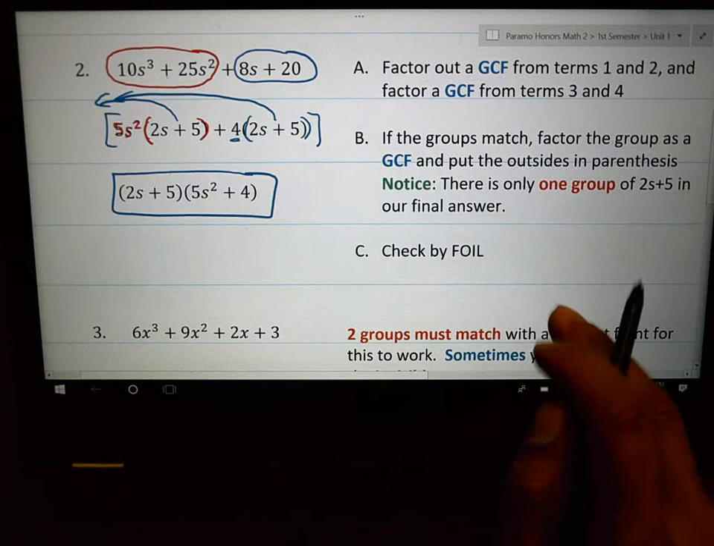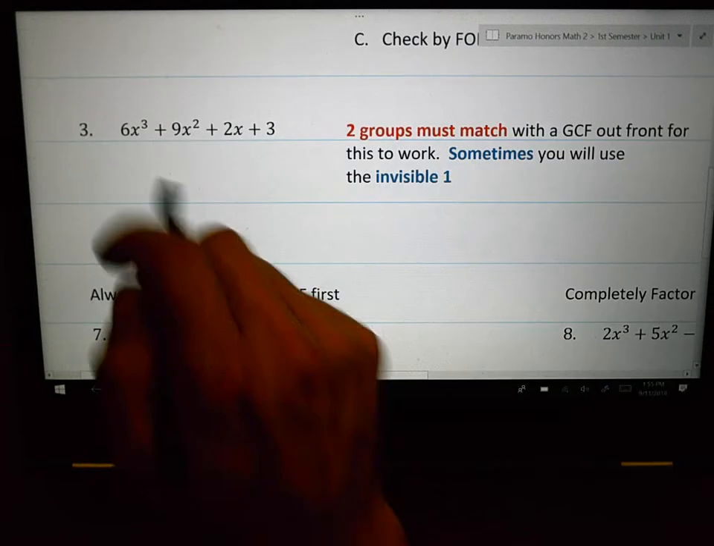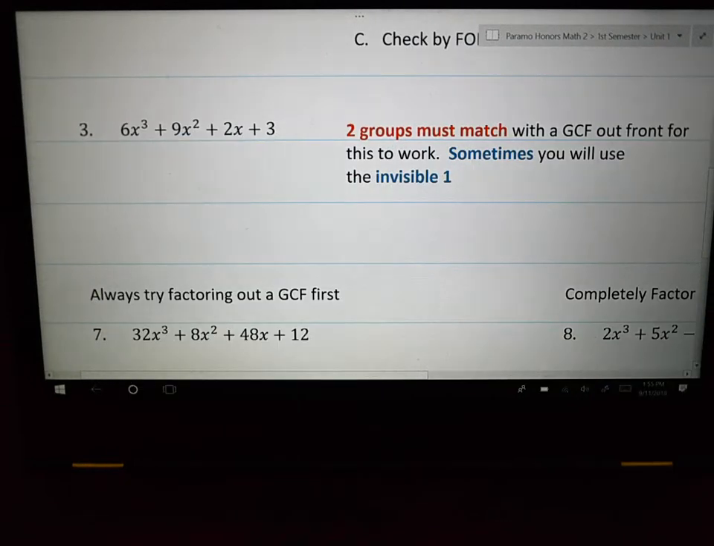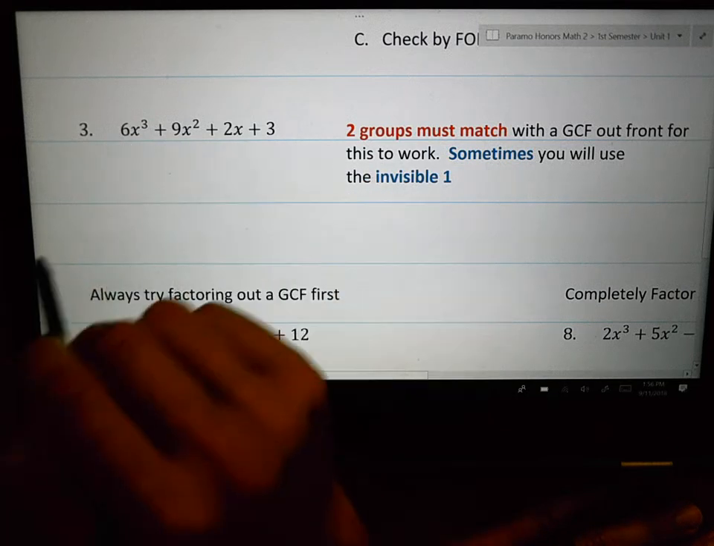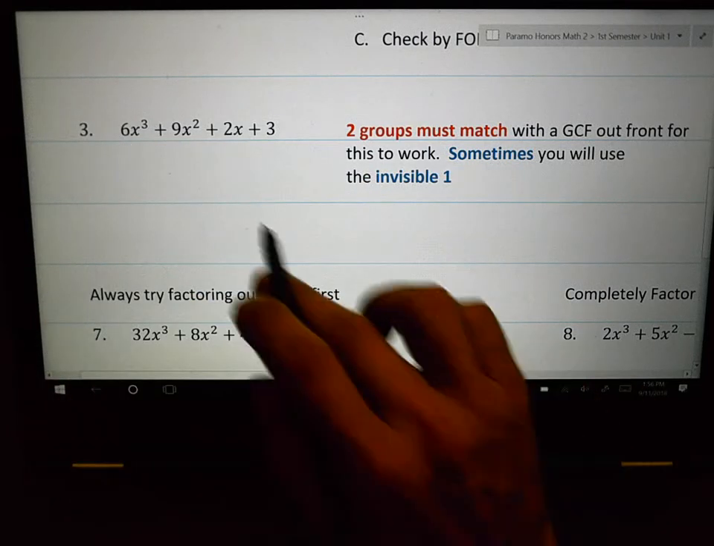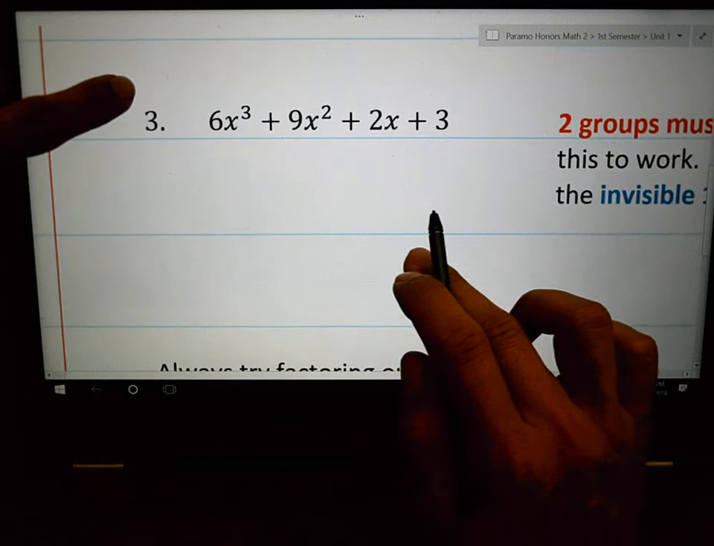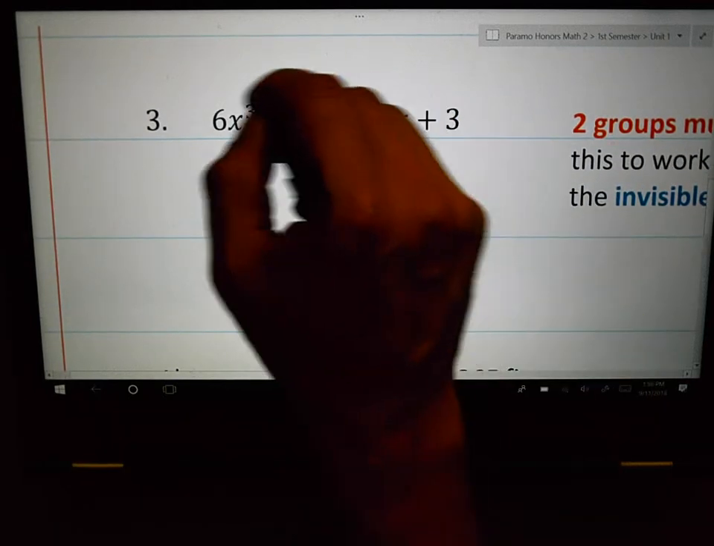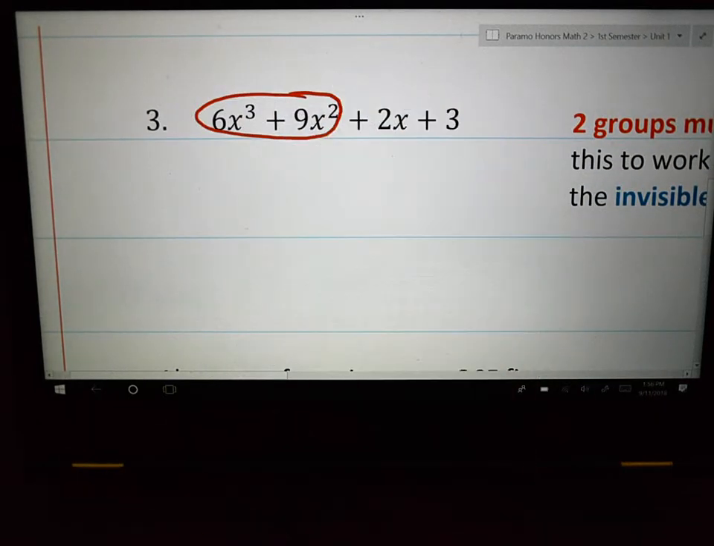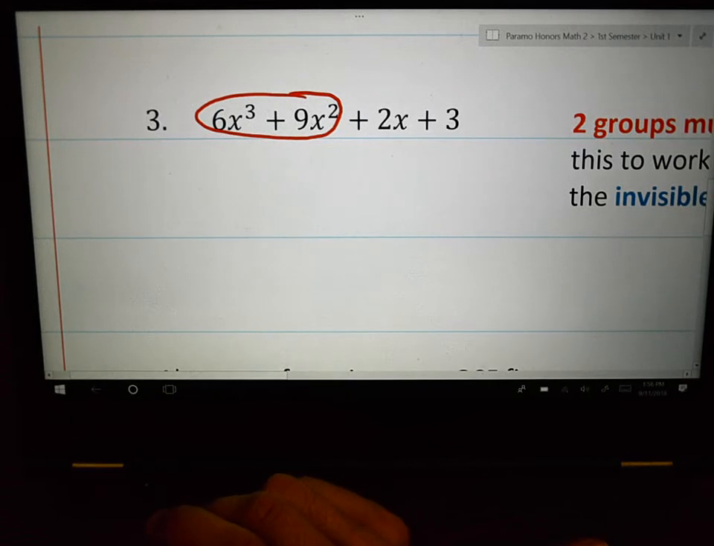Fairly simple. We're going to try that on this example. Number 3. The first thing we should always check is, is there a GCF of everything? Is there something that goes into all 4 terms? Nope. So then, since there are 4 terms, we're going to go into factor by grouping. I'm going to look at these first 2 terms, and I'm going to look for a GCF of just those 2. If you know what the GCF is of those 2 terms, say it out loud.